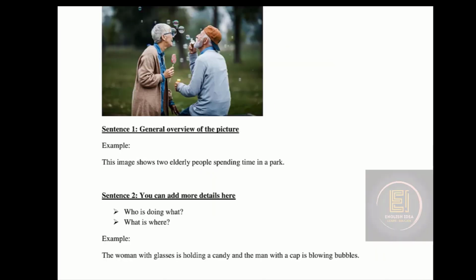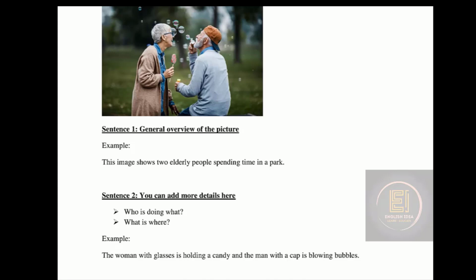Now in second sentence, you should be adding more details. Who is doing what? What is where? For example, the woman with glasses is holding a candy and the man with a cap is blowing bubbles. For the second sentence, you can see I have written, the woman with glasses is holding a candy and the man with a cap is blowing bubbles. Now I have given 3 information for each of the person in the picture.